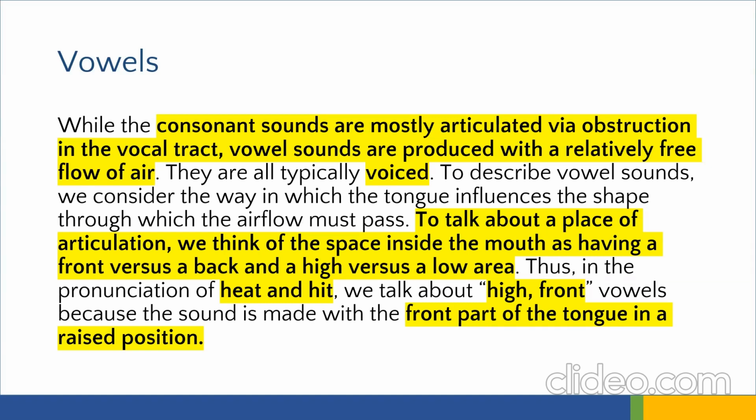So to talk about the place of articulation, we think of space inside the mouth as having a front versus a back and a high versus a low area. Thus, in the pronunciation of heat, heat, we talk about high front vowels because the sound is made with the front part of the tongue in a raised position.